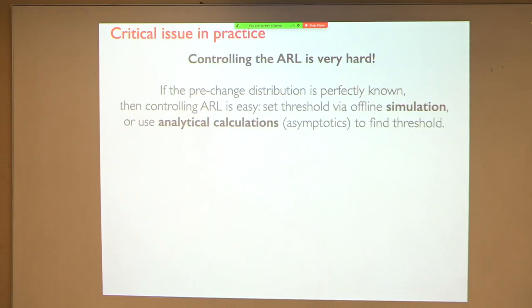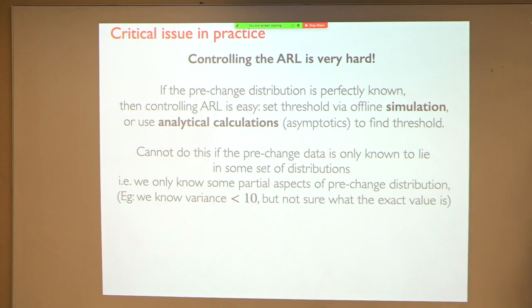Okay, but the critical issue in practice is that controlling the average run length is very hard. If the pre-change distribution is perfectly known, then it's completely easy to control the ARL. You can just run a simulation. You have some test statistic. You can simulate from your underlying distribution millions of times, and you can find how often it crosses some threshold. Or sometimes you can use analytical calculations, asymptotics, things like that to find the threshold. That's if you know the pre-change distribution.